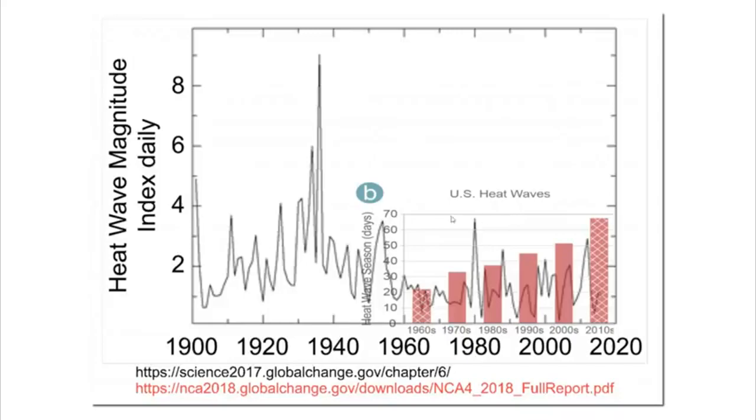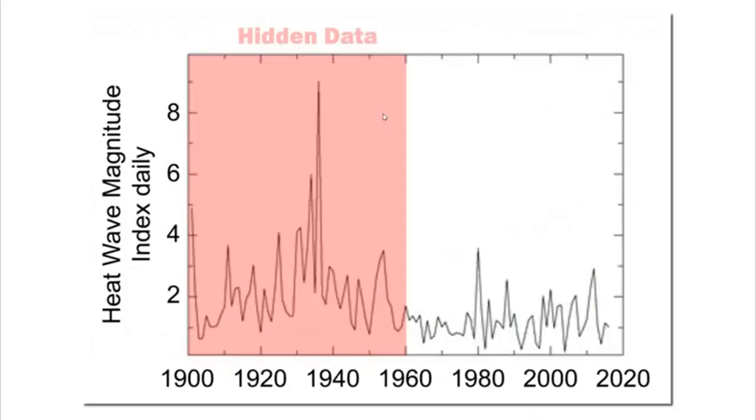I overlaid the part of the graph which went out to policymakers over here in this corner on top of the underlying data, and you can see exactly what they did. The red bars are what policymakers saw, and the extreme heat prior to 1960 is what they didn't see. People may consider this sort of behavior to be shocking, but it's actually standard operating procedure for climate alarmists. This graph shows in pink all the data that was hidden from journalists and policymakers.